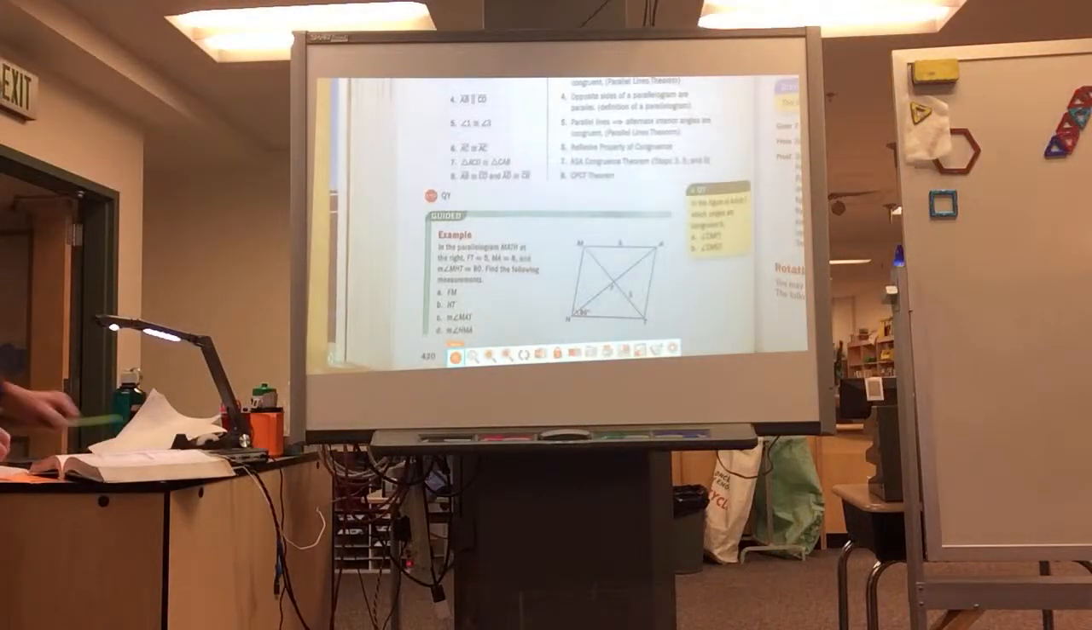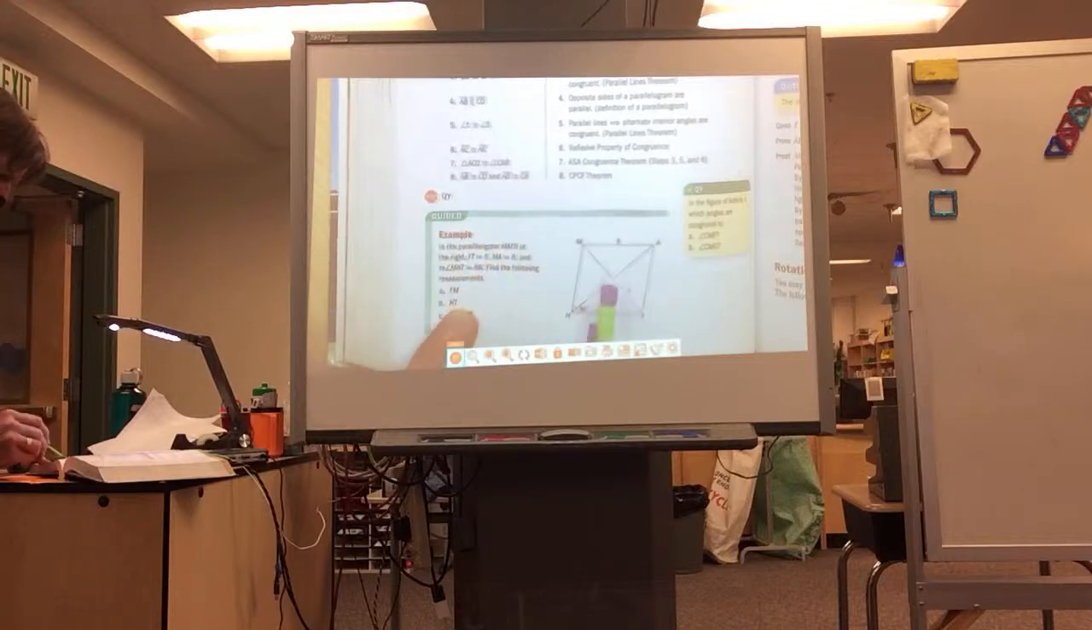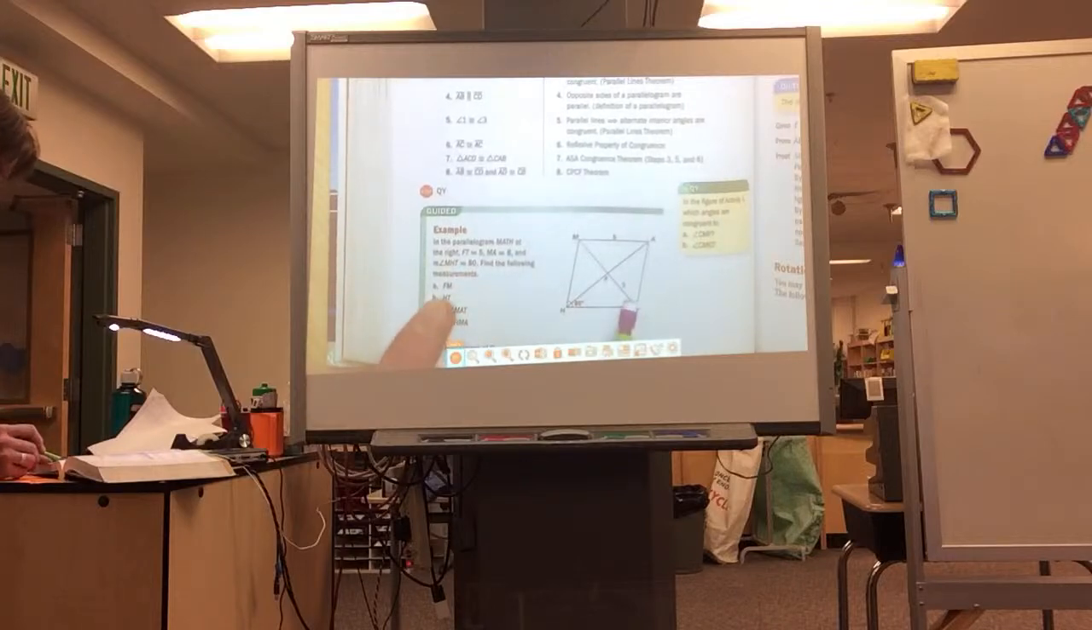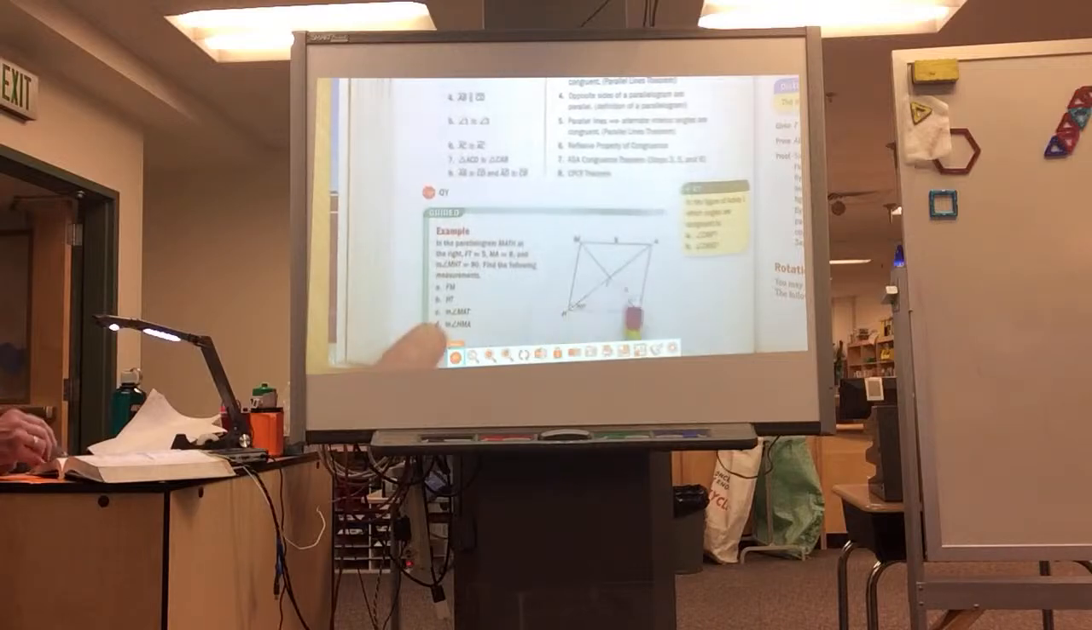So if we look at this segment, MF, that should be congruent to FT. What do they give us? They give us FT is equal to 5. How long is FM going to be? 5. It's also going to be 5. So the intersection here seems to be the midpoint.